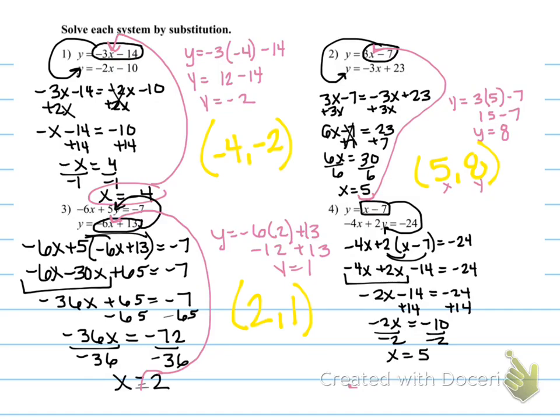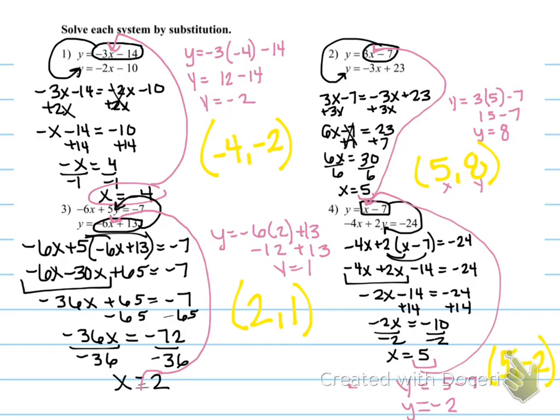Okay, which is great, but we're still not done because we need to find what y is. So take that 5, plug it back in for x so you can find your y. So I'm going y equals 5 minus 7, and 5 minus 7 gets me negative 2. So y equals negative 2. So my final answer here, writing it as a point, is (5, -2).